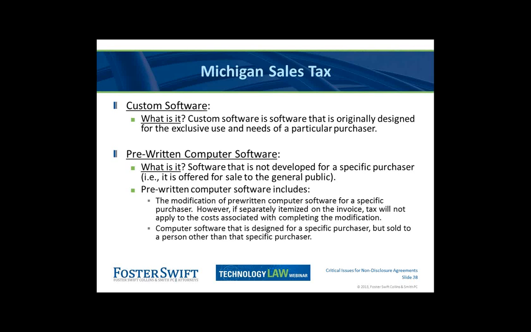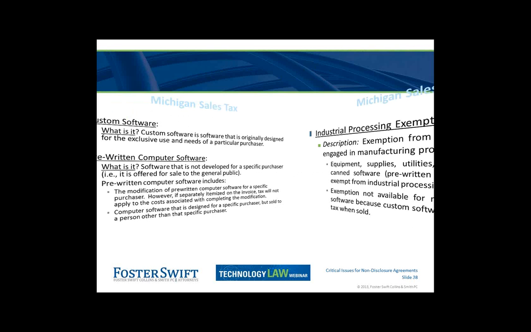So let me move on here. We've talked about what the sales tax is, what the use tax is. We've talked about how custom software isn't subject to sales tax. We've talked about how customized software, canned software that's later modified, can have the costs associated with that modification excluded from sales tax. And then we talked about the flat rule that canned or pre-written computer software is subject to sales tax. But let's talk a little bit about the process of developing or manufacturing that software or application, and how that fits into the sales and use tax scenario.